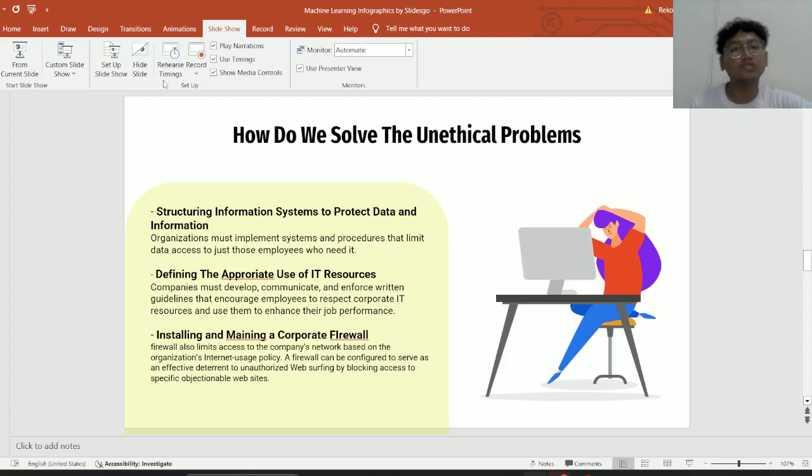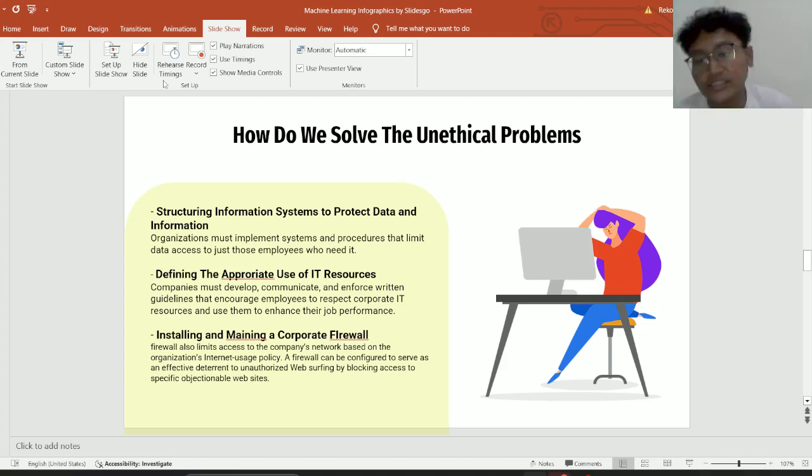So not all users or people can access the data. You can access data as the admin or as the manager, and the employees that need it. So not all of the employees. Well, it can make the company's data safer.